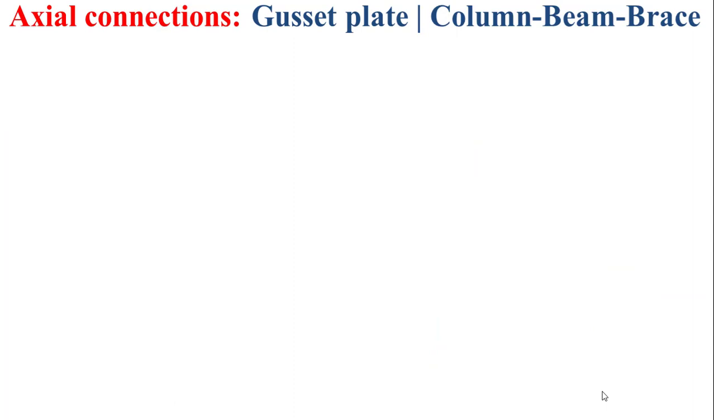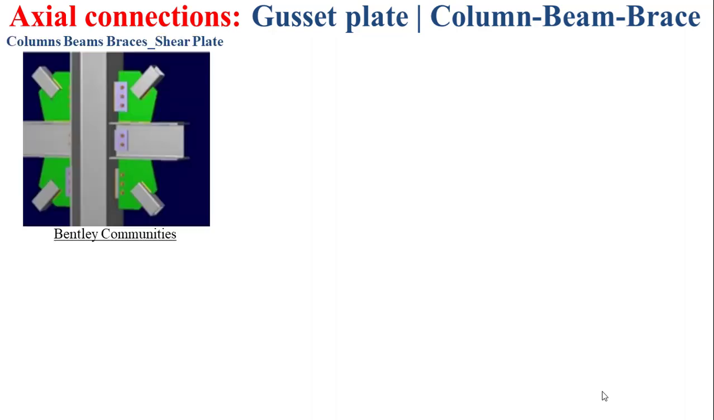Now I'll introduce the first type of axial connections, which is based on the use of gusset plate in order to make the connection between column, beam, and brace. So as you can notice in the figure that you see in this slide, we have a gusset plate depicted in green. This gusset plate is directly welded to the beam and also welded to the brace, and is connected to the column using a shear plate. This shear plate is bolted to the gusset plate and welded to the flange of the column.